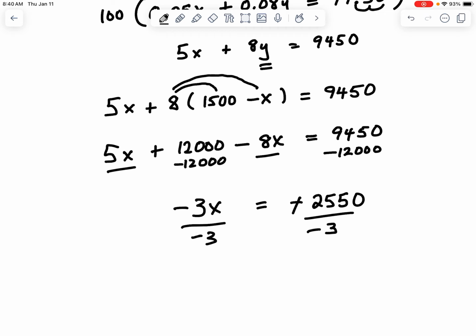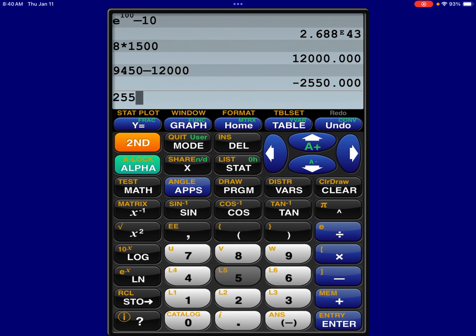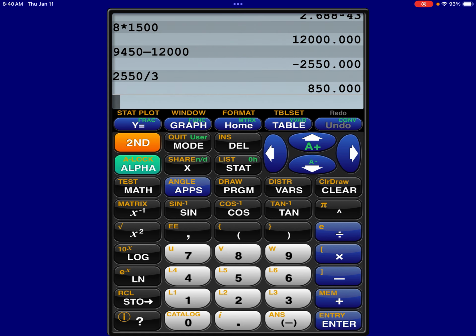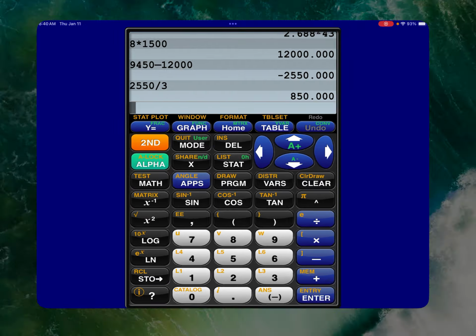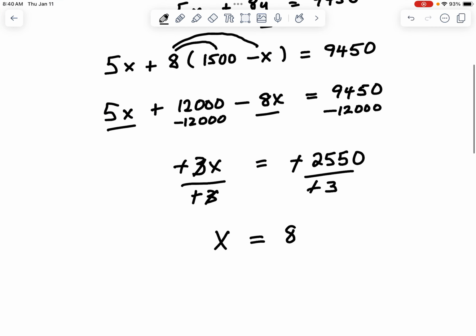And that's where the negatives are going to cancel, which is good because I don't want negative money. I already got enough of that in my life. And what is 2550 divided by 3? So 2550 divided by 3 is a nice even $850. So x is equal to 850.